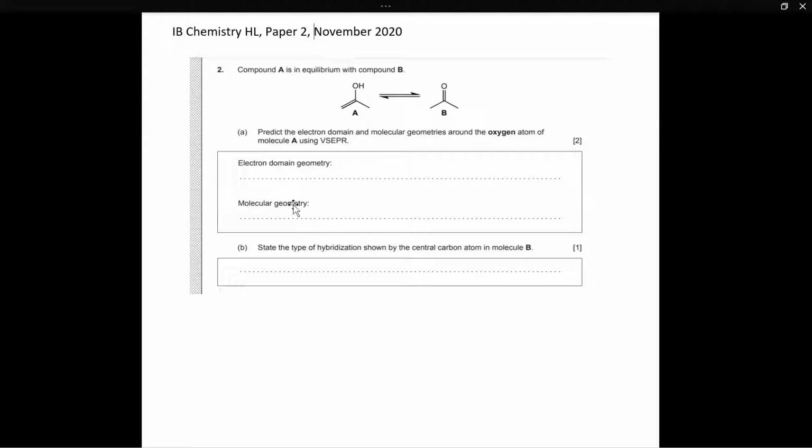They've asked us to predict the electron domain geometry and molecular geometries around the oxygen atom of molecule A using the VSEPR theory. If you don't know what VSEPR is, you are going to be very, very confused in this, so I highly recommend you go back and revise this before you watch this video. Anyways, the first is electron domain geometry. Let's take a look at oxygen in molecule A.